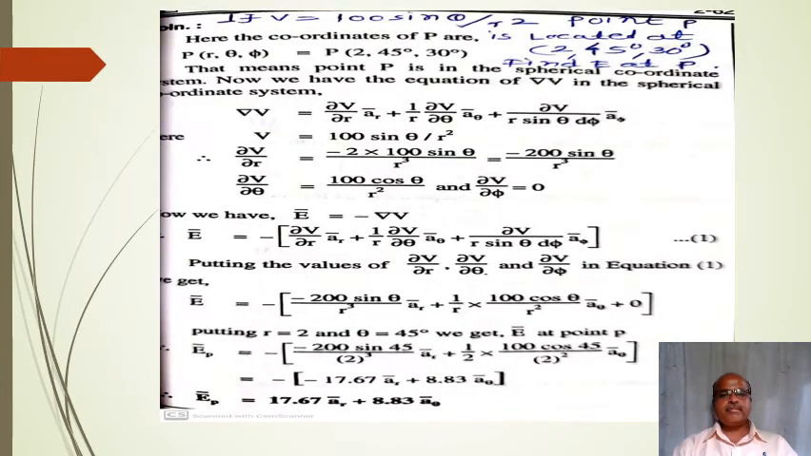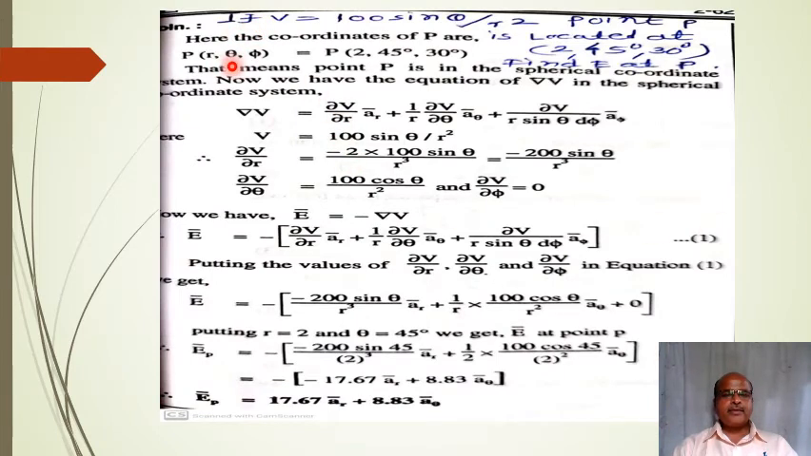This problem was given in the Cartesian coordinate system, therefore we have used the Cartesian gradient formula. If the problem is given in cylindrical, we have to use the cylindrical coordinate system gradient formula. For spherical, we have to use the spherical coordinate system gradient formula. So the coordinate system part is very important.